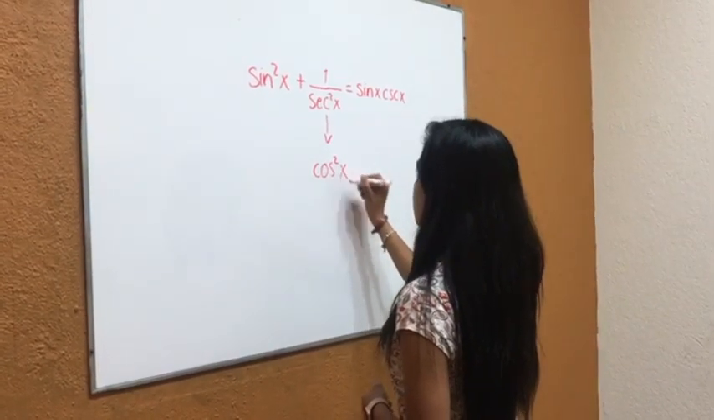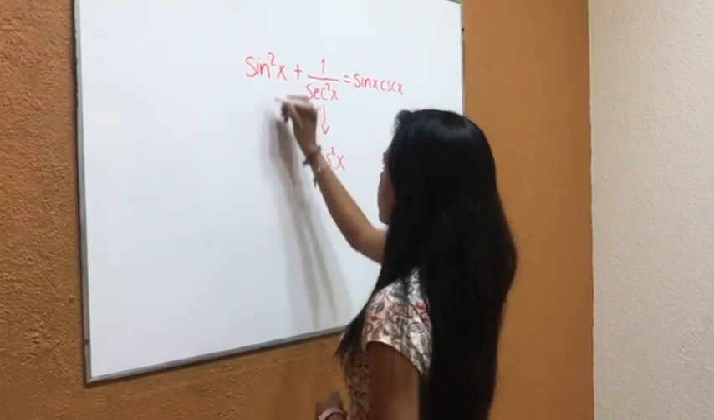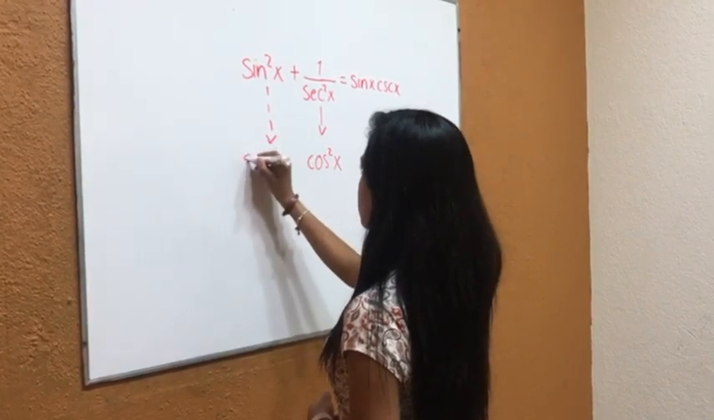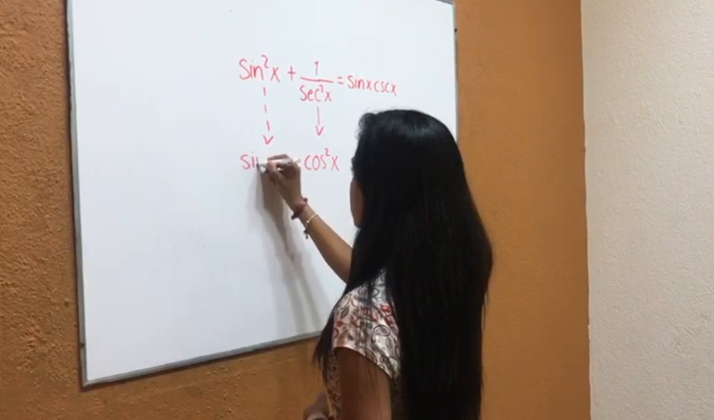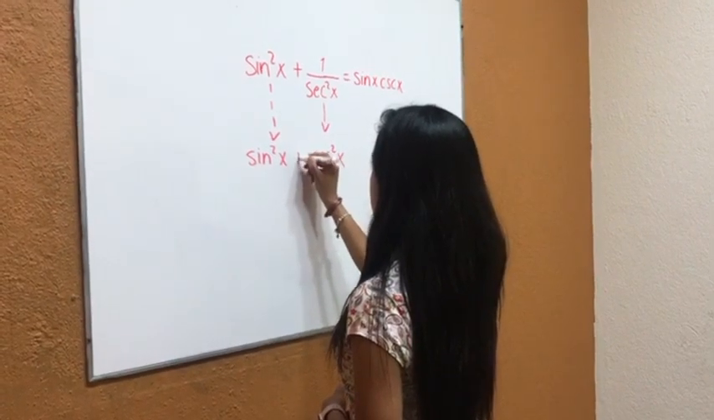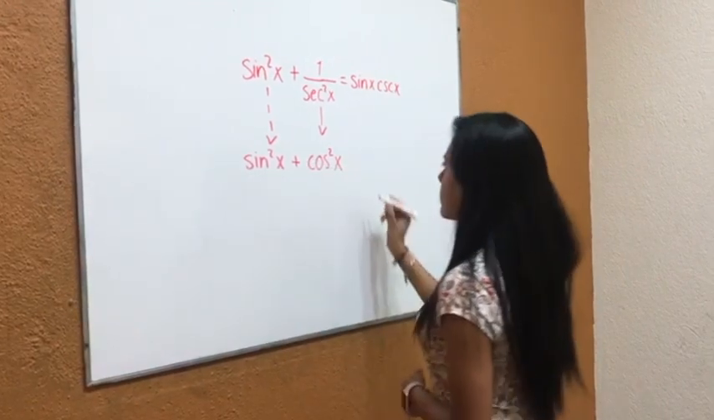First of all, using the reciprocal identity, we know that 1 over sec squared of x equals cosecant squared of x, and that added to sine squared of x equals 1 according to the Pythagorean identity.